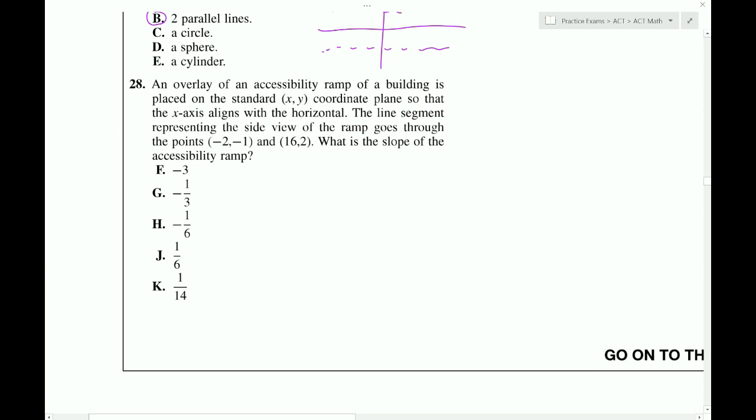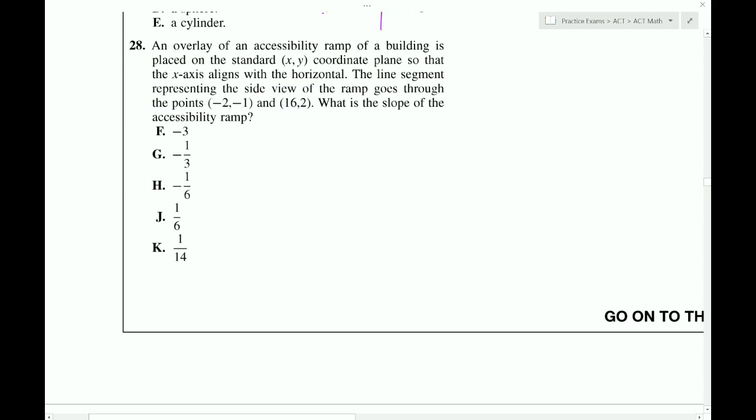An overlay of an accessibility ramp of a building is placed on an xy coordinate plane so that the x-axis aligns with the horizontal. The line segment representing the side view of the ramp goes through points (-2, -1) and (16, 2). What is the slope of the accessibility ramp? Alright, so the points (-2, -1), and also the points (16, 2). So over by 16, up by 2.